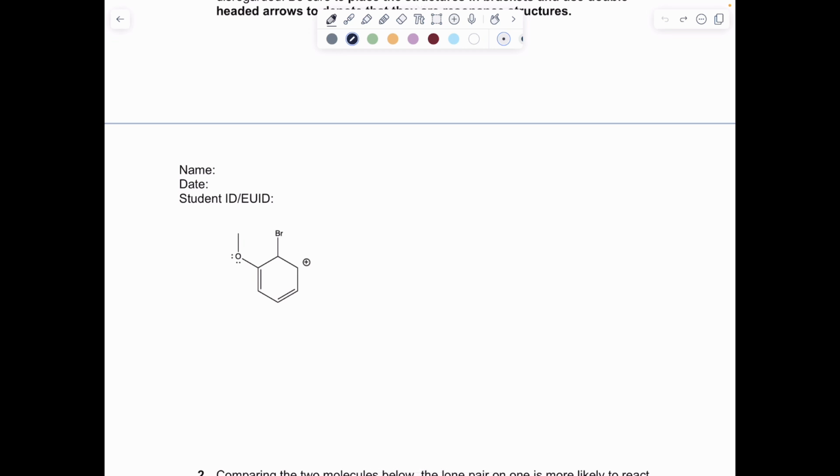So to draw resonance structures, I think it's helpful to pay attention to lone pairs, double bonds, and positive charges. For me, it makes the most sense to move the electrons next to the positive charge first. So I'm going to go ahead and do that. We can move these electrons up here to fill in that positive and create a new positive down here. So that molecule will look like this.